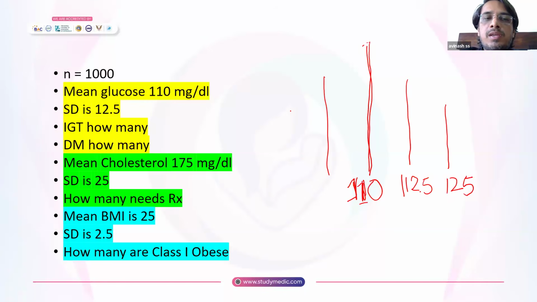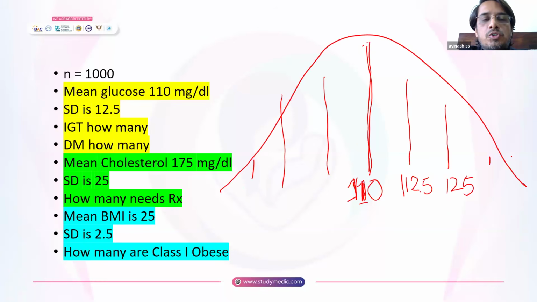Minus 1 and minus 2 standard deviation values are similar. And it is normally distributed. Now, you can see it is normally distributed. Now, what is the question? How many of them can be diabetic?